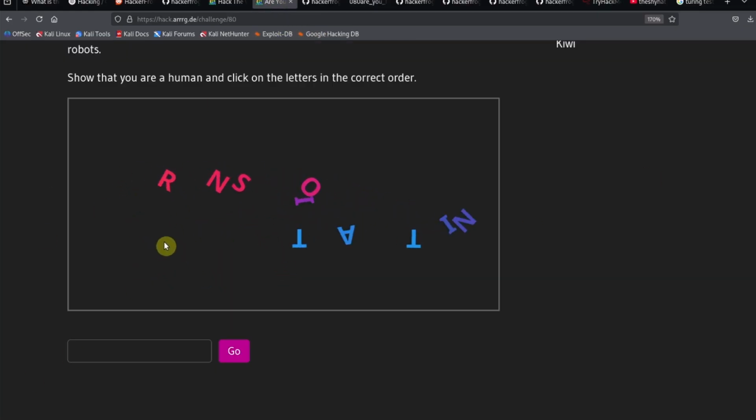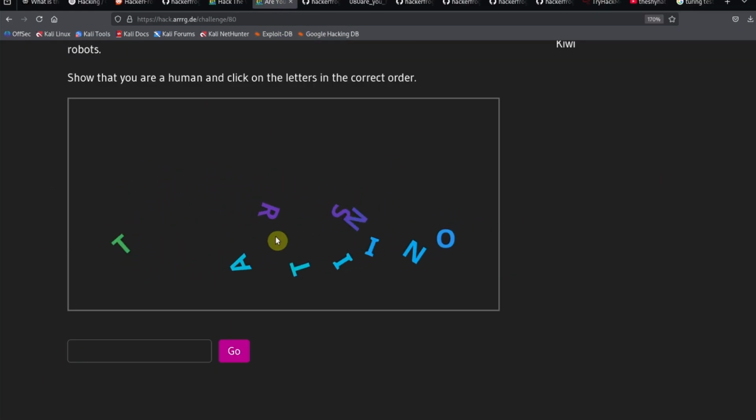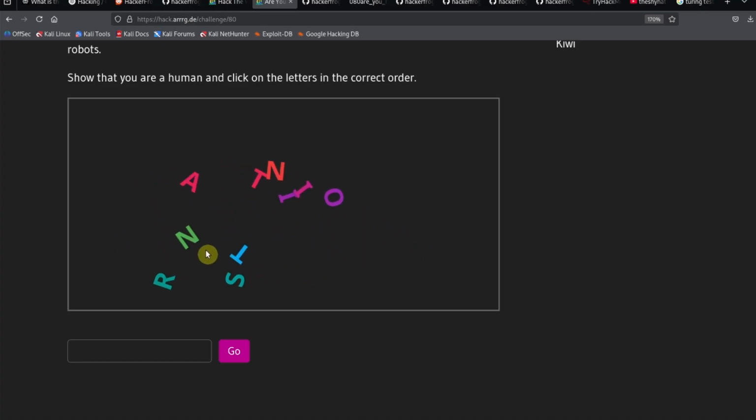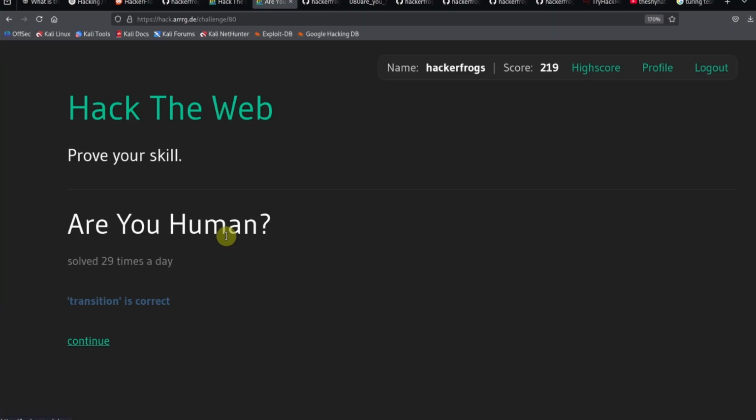So what we need to do is we need to prove that we're a human by clicking on the letters and spell out the word transition. So let's do that. T R A N S I T I O N. Okay, we'll click on go. Okay, so are you human? Transition is correct. Okay, that's great.